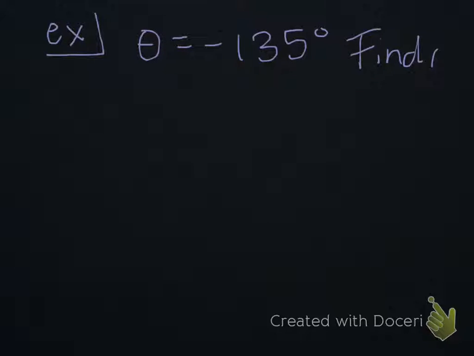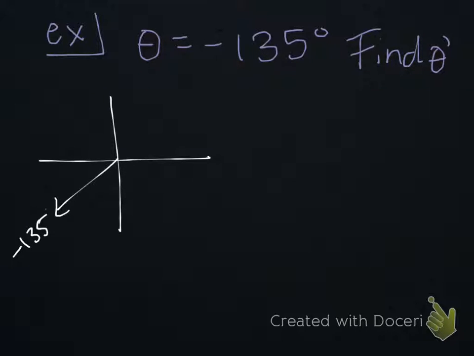So the last type you're going to see is negative angles. If my angle is negative 135 degrees, again, asking you to find the reference angle, we draw a picture. I know negative 135 degrees is in quadrant 3. So here is negative 180. And I'm looking for the distance between the two.